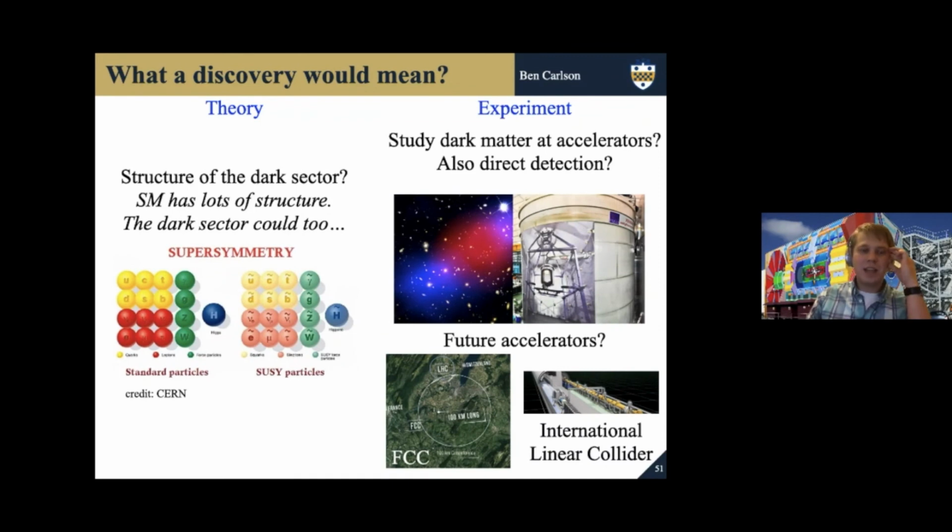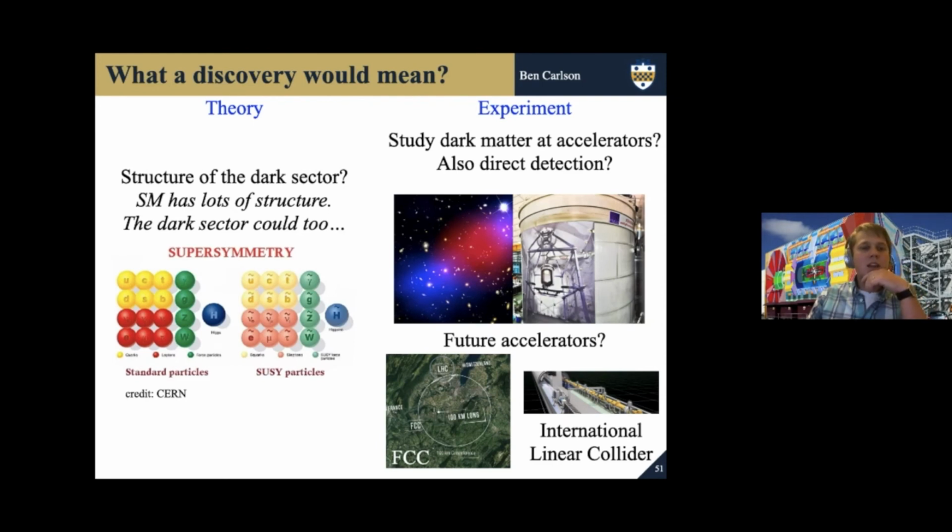It has a lot of particles in it, and the dark sector, if you want to think of it that way, could have a lot of structure as well. And this is not something that's theoretically new. I mentioned supersymmetry several times in the talk, but in this theory, you actually have copies of the standard model with different spins. So the spin half particles become spin one particles, and so on.